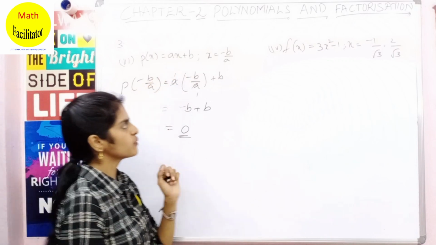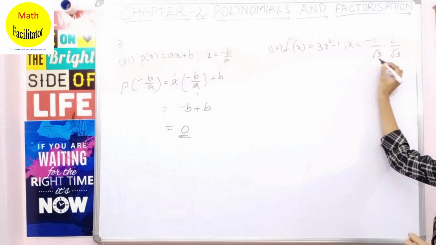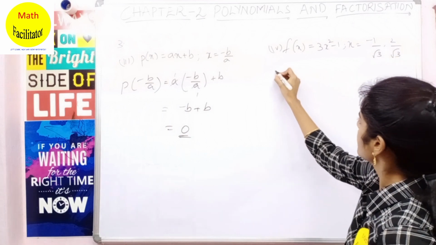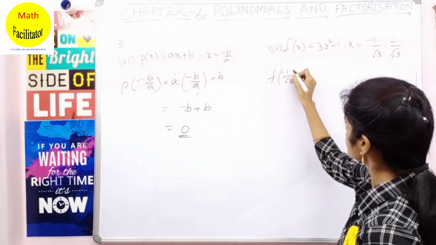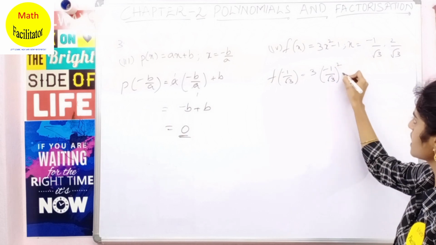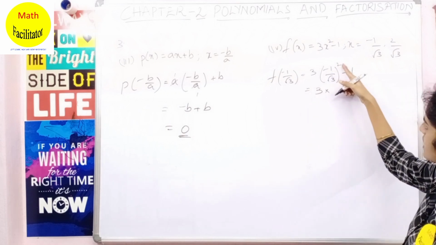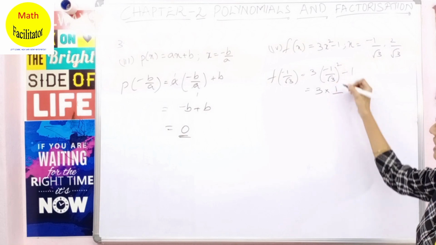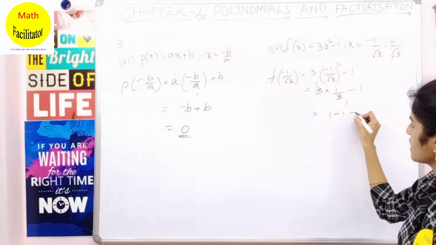Clear? Moving on to the next bit, you have f of x equal to 3x square minus 1, and you have to substitute these two values. So f of first value, minus 1 by root 3. Let us substitute and see, it is 3 into (minus 1 by root 3) square minus 1. So it is 3 into minus 1 square is 1, by root 3 square is 3, minus 1. So this is 3 by 3, so 1 minus 1 is 0.